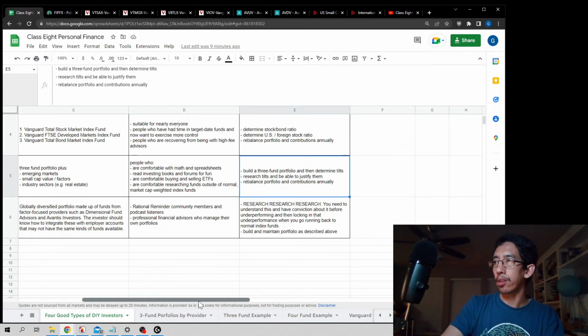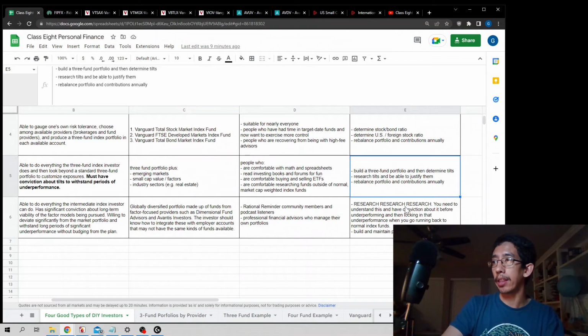You have to already know how to build a three fund portfolio. And then you have to figure out how to mathematically tilt it and then be consistent. You have to figure out how much tilt you want. You would have to be able to research those tilts and be able to justify them.